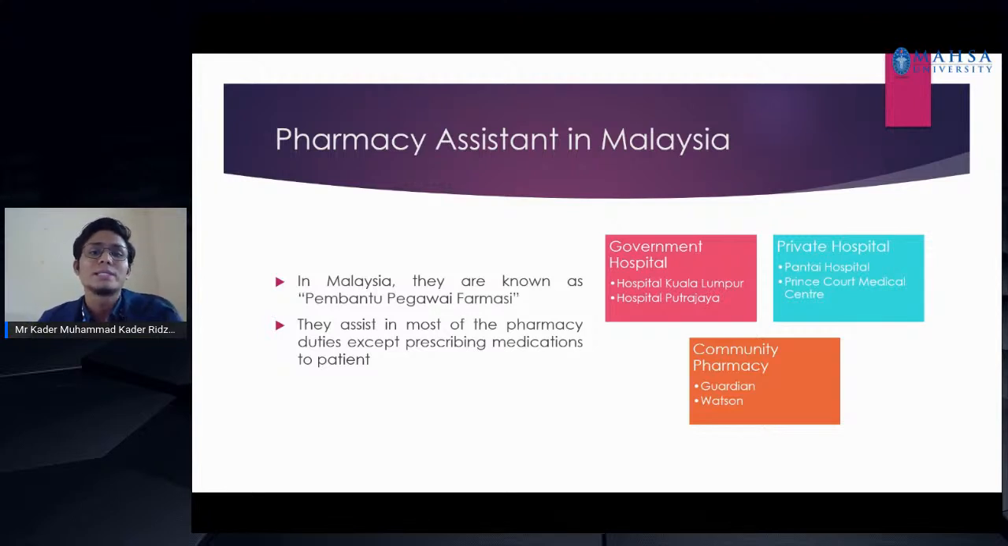There are a few places that a pharmacy assistant can work after you finish your program. The first one is government hospitals. These are a few examples that I have put there. One of them is Hospital Kuala Lumpur. We also have Hospital Putrajaya. Anywhere in the region, you can work. Next is private hospitals. We have examples there, Prince Court Medical Centre and Pantai Hospital. And lastly, pharmacy assistants can also work in community pharmacies. The most famous or most commonly heard would be Guardian and Watsons.